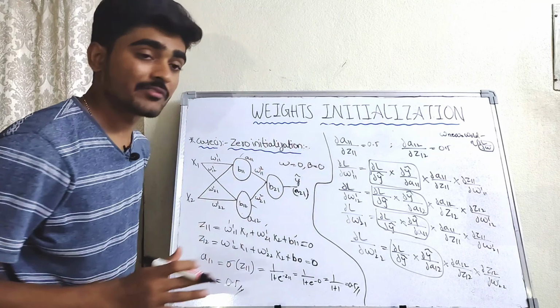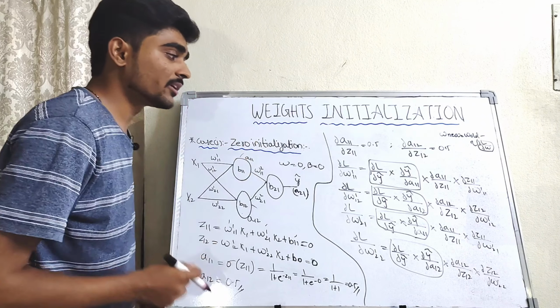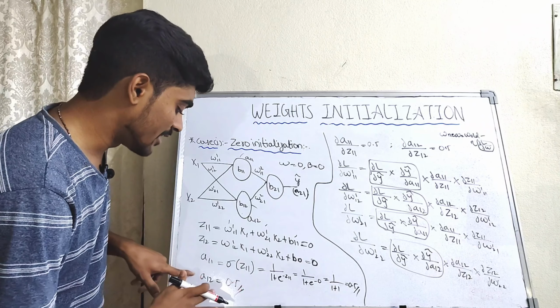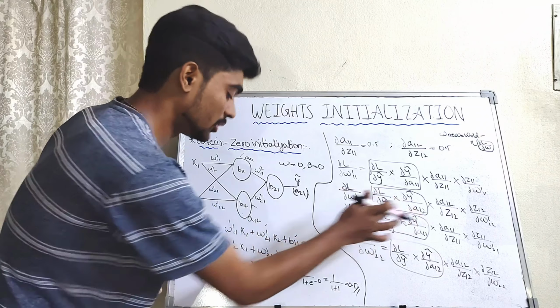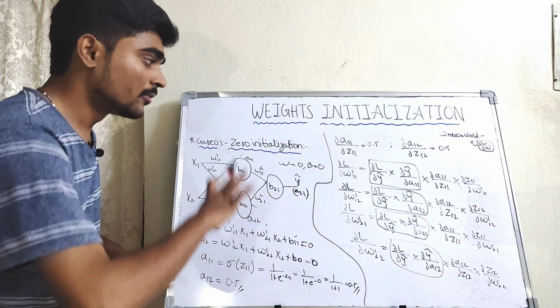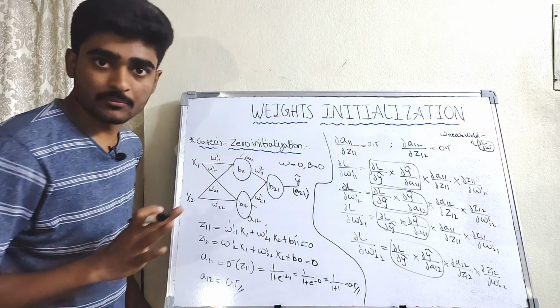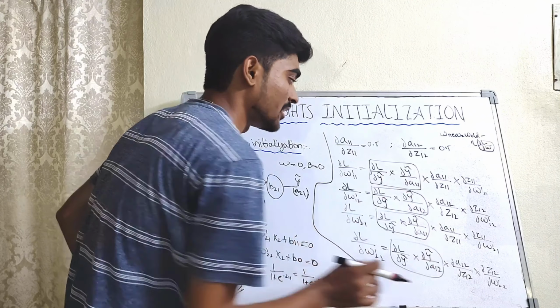Okay, both these gradient values are similar. Why are they similar? See, the a11 value is 0.5 and the a12 value is 0.5, which means both values are equal, so this entire derivative will be the same. So these both derivative values are equal.